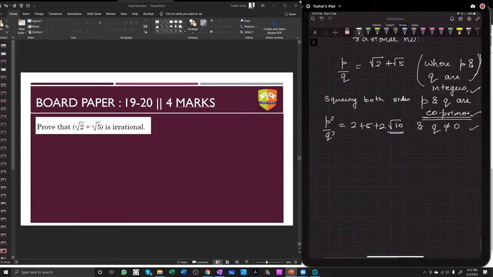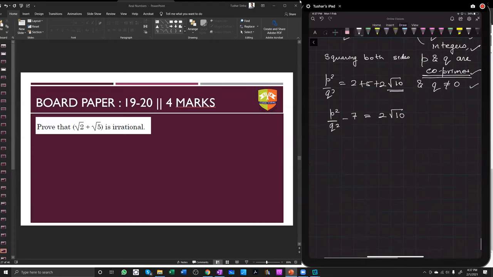How? So you can say p square by q square minus 7 is equal to 2 root 10. Isn't it? So that means you can say p square minus 7 q square by 2 q square is equal to root 10. Isn't it? What is this, sir? I don't think we need to square root 2, which is not possible.